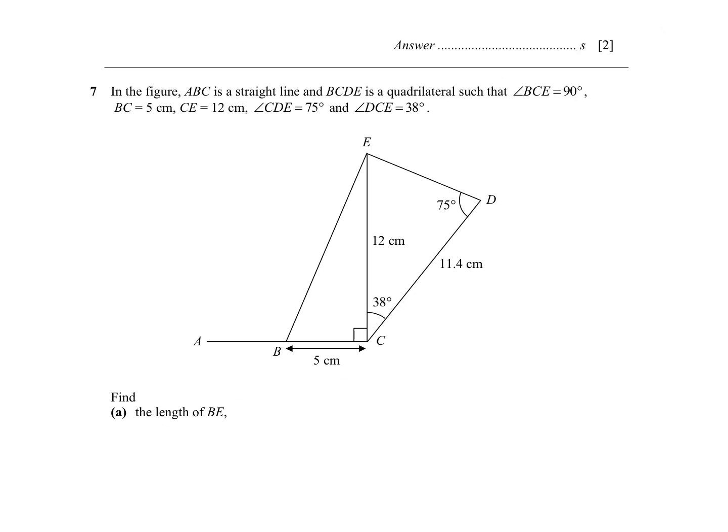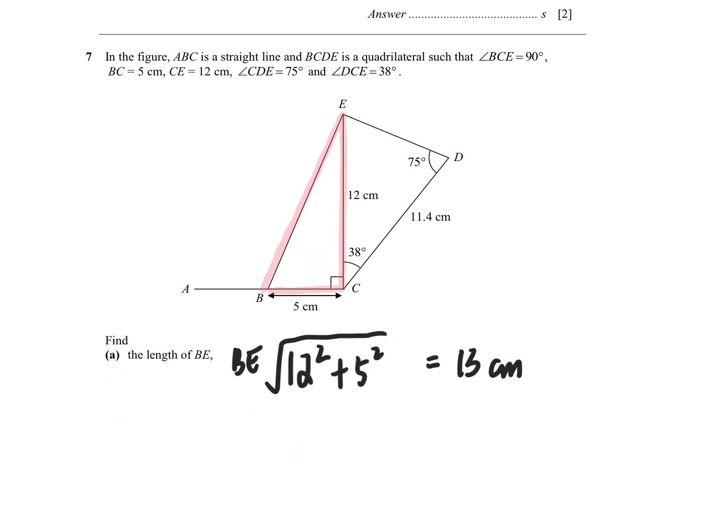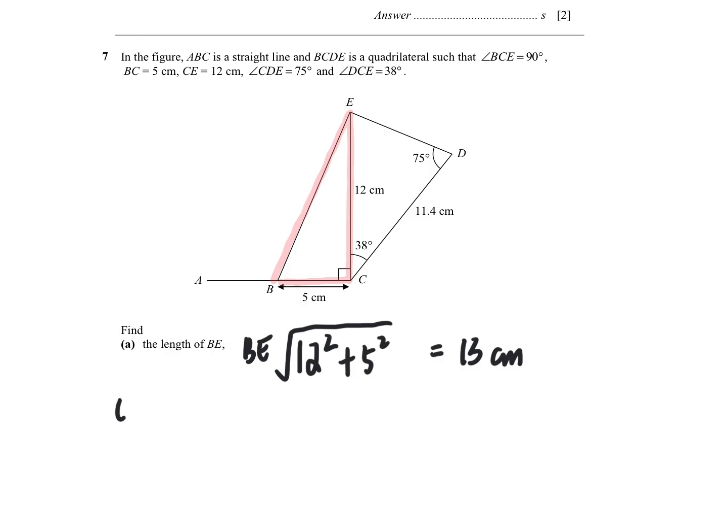Okay, I want to find BE. Zoom into this triangle, right angle triangle, Pythagoras theorem. So it's just 13. Then we get 2 marks. Please take it. Don't be so courteous.